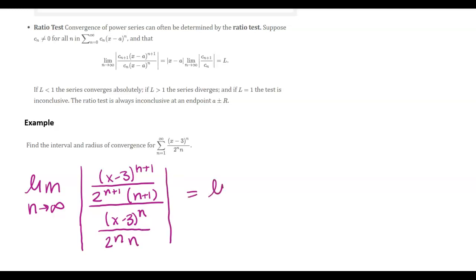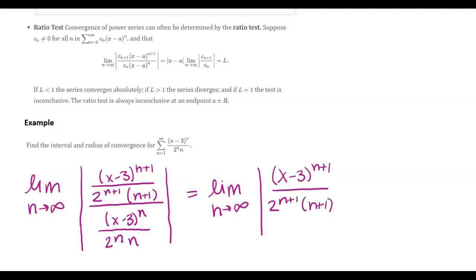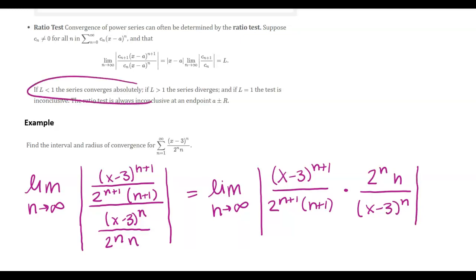Now, we multiply by the reciprocal when we divide fractions. So you can write this as x minus 3 to the n plus 1 over 2 to the n plus 1 times n plus 1. And I'm going to multiply that by 2 to the n times n over x minus 3 to the n. And in order for this to be convergent, we need that limit to be less than 1.